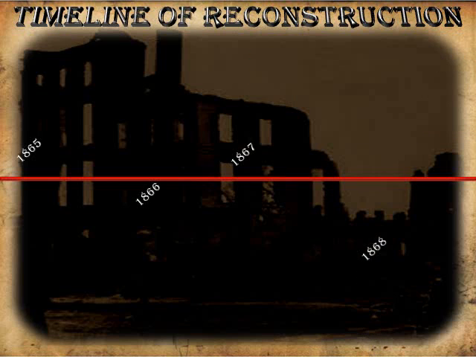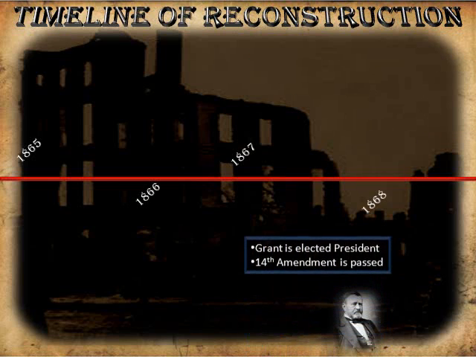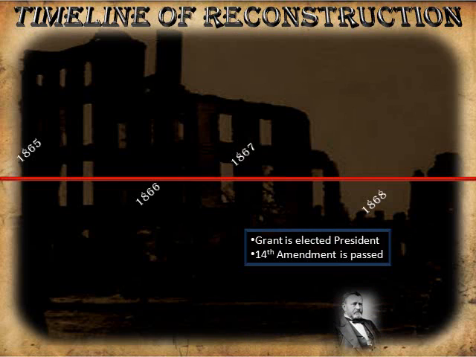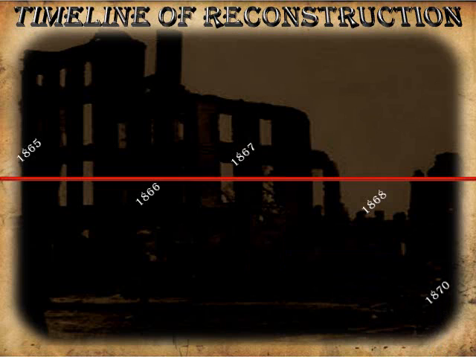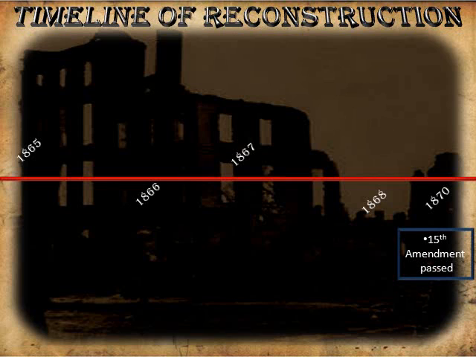Not to worry though, 1868, a new election. Ulysses S. Grant is elected president. The 14th Amendment is passed, which allows for the citizenship of African Americans, and all appears to be well in Reconstruction as well as Northern politics. Last but not least, in 1870, the 15th Amendment is passed, which allows all black males to vote.